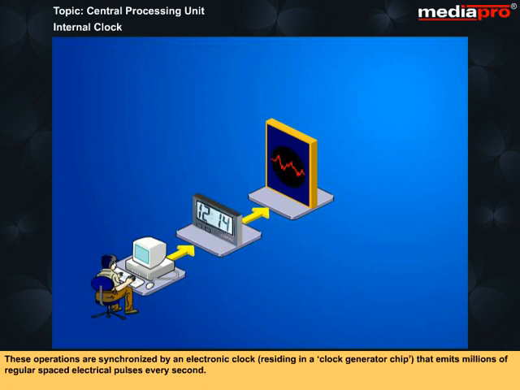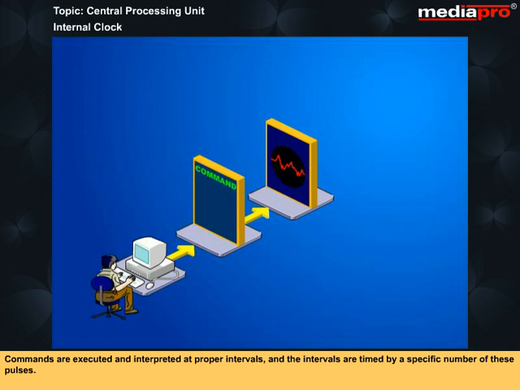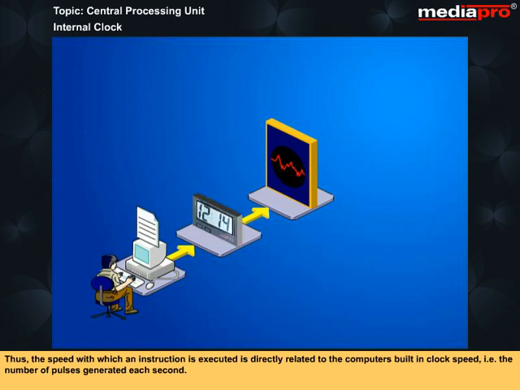These operations are synchronized by an electronic clock residing in a clock generator chip that emits millions of regularly spaced electrical pulses every second. The clock uses a quartz crystal, like those found in quartz watches, to provide the timing signal and working pace of the computer processor. Commands are executed and interpreted at proper intervals, and the intervals are timed by a specific number of these pulses. Thus, the speed with which an instruction is executed is directly related to the computer's built-in clock speed, that is, the number of pulses generated each second.